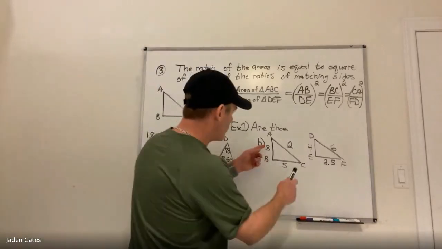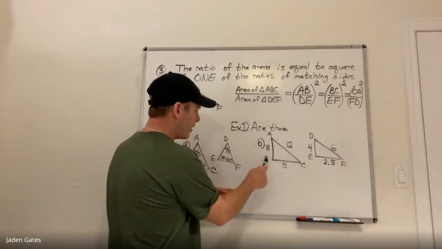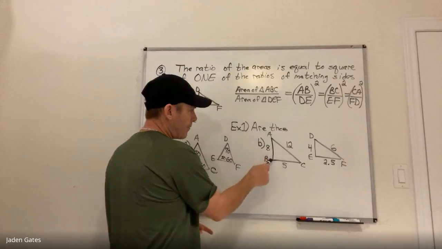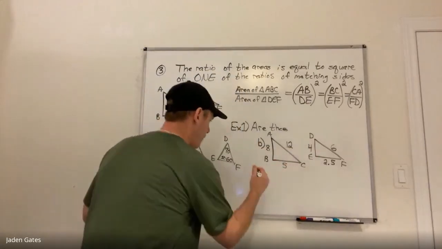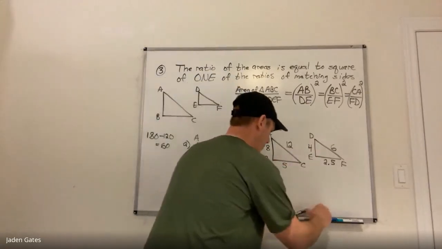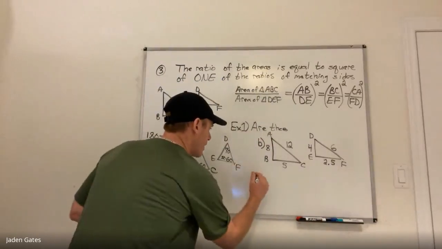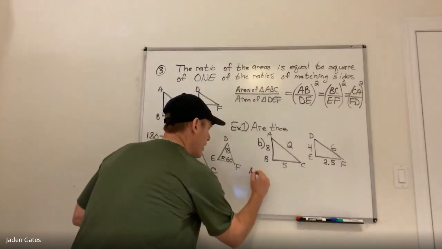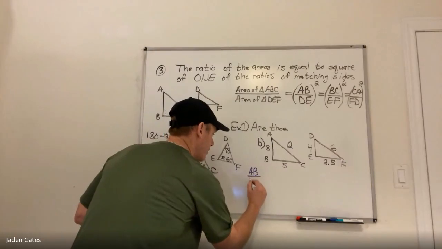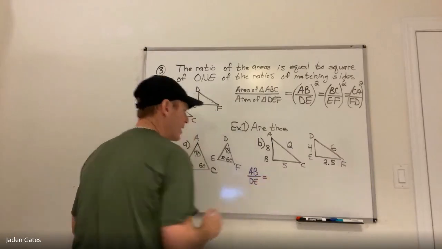I'm going to look at my matching sides here, where I have the side A to B and D to E. Now, if I calculate that ratio, that fraction, I'm looking at AB divided by DE, because those are matching sides.